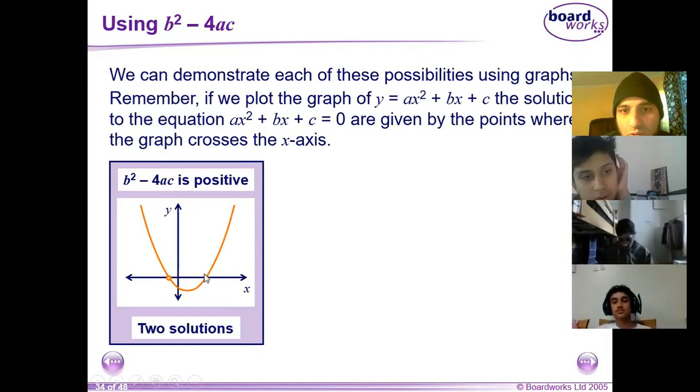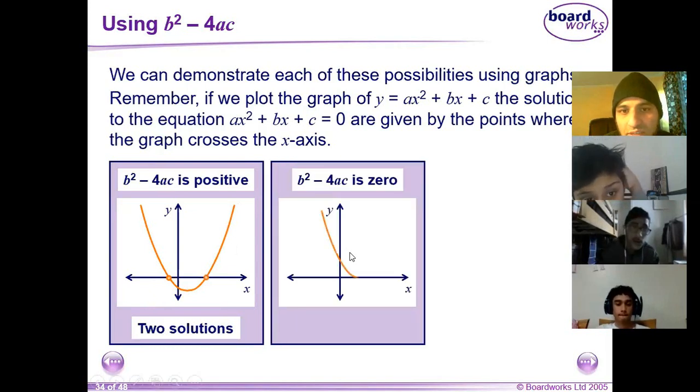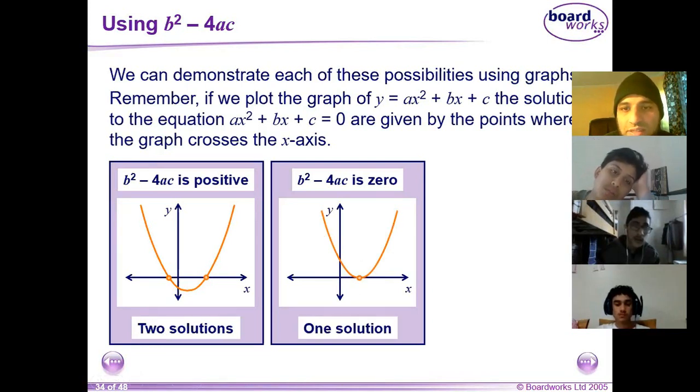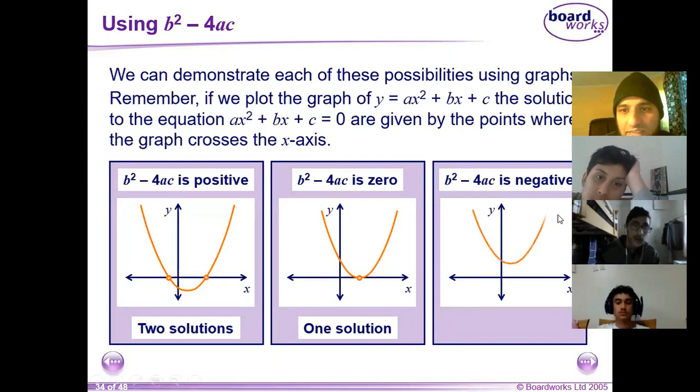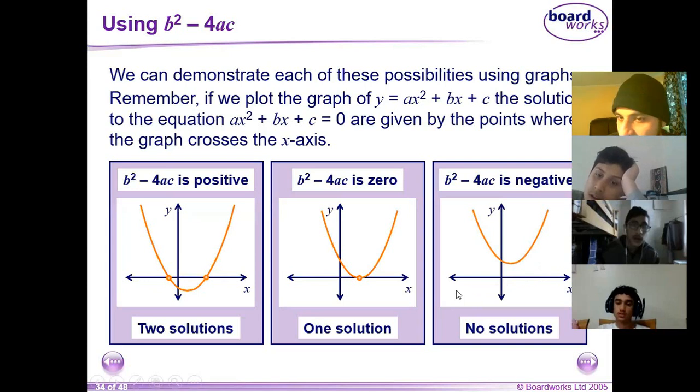Your graph might look like this, which is where it just touches the x-axis. And because it touches it at one place, we say it's got one solution. It might also look like this, which is where it doesn't touch the x-axis. It doesn't touch it at all. And in this case, we say it has no solutions. Does that make sense? Yeah.